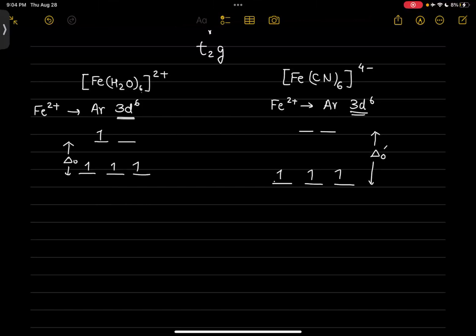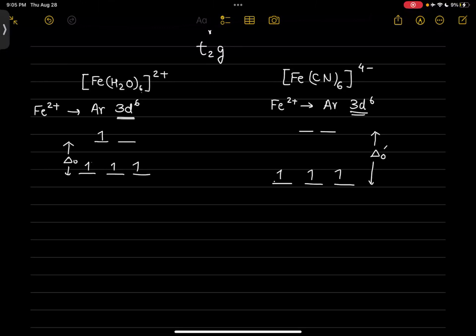I put 3 electrons, 3 yet to be put into these d orbitals. So I put the 4th electron, 2 more I will put. But I'm asking one by one. Where should I put the 4th electron? Should I put it along with these 3 electrons, or should I put it in the higher energy? The answer is whichever is more stable.